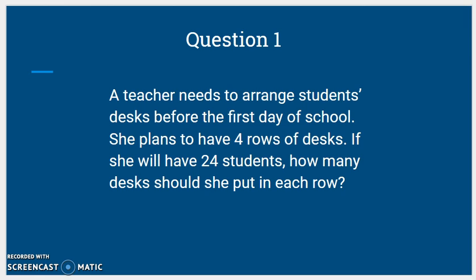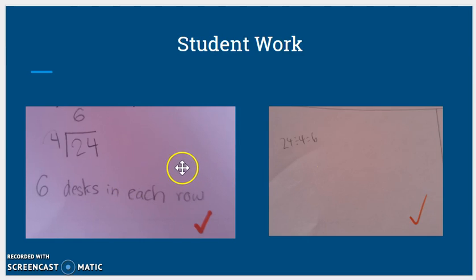of school. She plans to have 4 rows of desks. If she will have 24 students, how many desks should she put in each row? So the way I would solve this question is just writing a division equation. Since there are 24 students and you want to have exactly 4 rows, you divide 24 by 4 and your answer would be 6. So there's 2 students whom I gave the questions to.